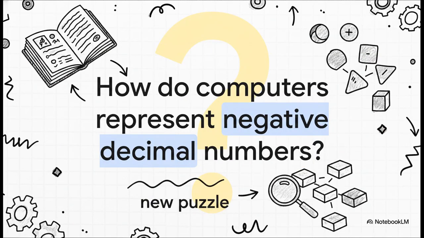You have accomplished so much today, grasping the truly elegant logic of 2's complement, but I want to leave you with this final provocative thought. If 2's complement completely perfected integer math, meaning whole numbers, how on earth do computers represent negative decimal numbers, like -3.14? It's a whole new puzzle, and I know you'll be eager to decode floating point numbers next time.